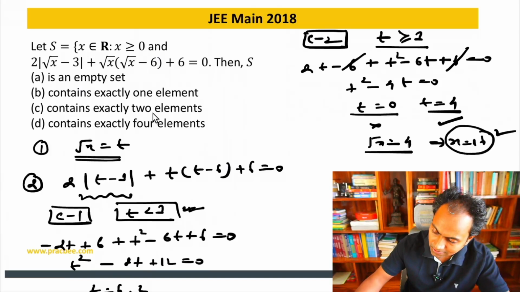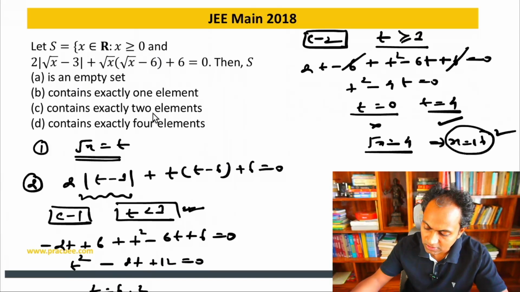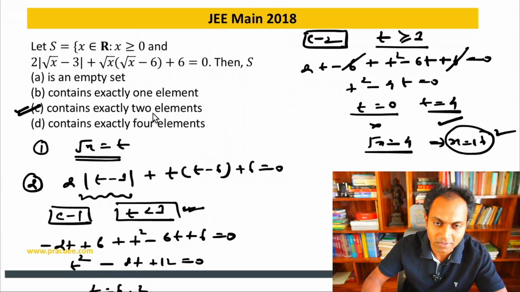So we can see that there are two acceptable solutions based on the conditions given in the question. Hence option C becomes the correct answer.